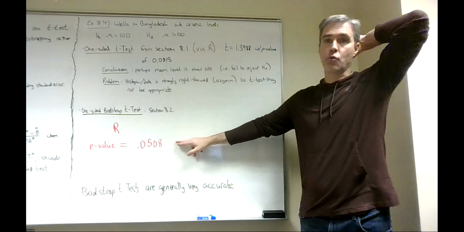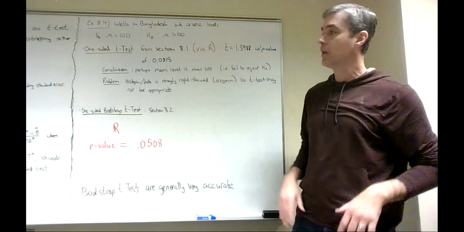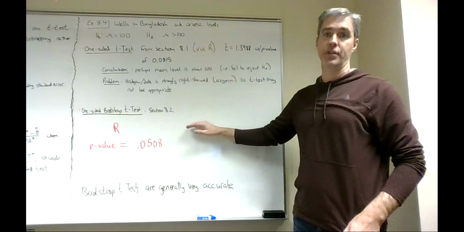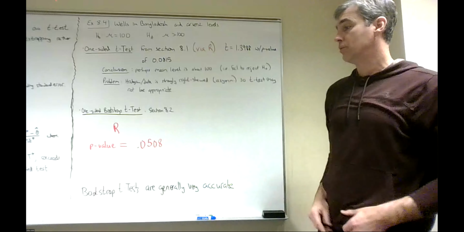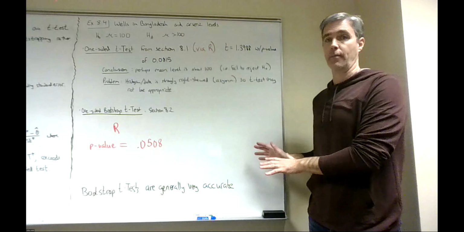And this is far more accurate because, as we noticed, our data was not symmetric. So this would be the way to go with this arsenic data. And in general, bootstrap t-tests are quite accurate. So they are generally a strong method to use.